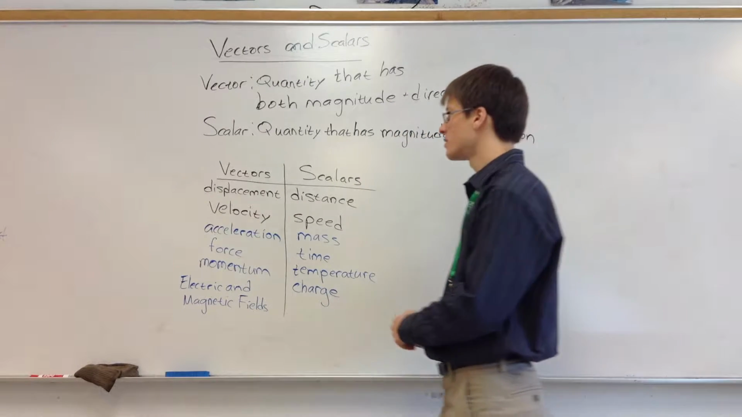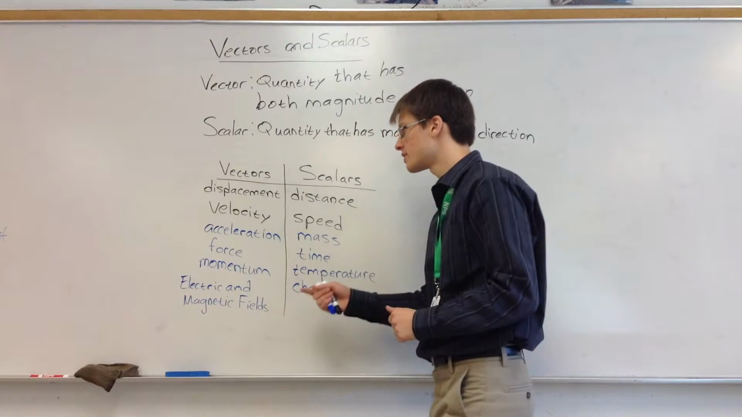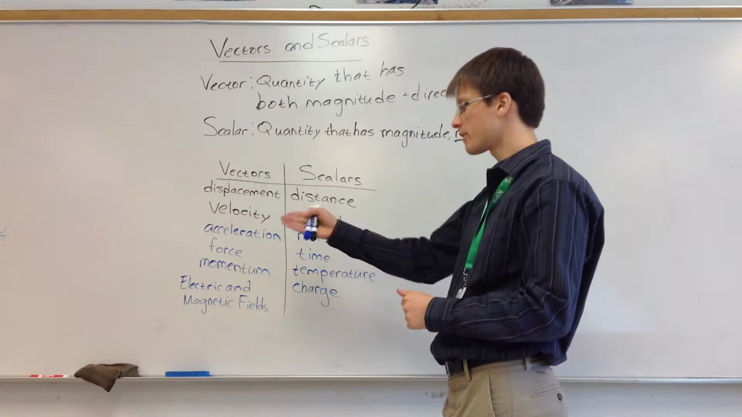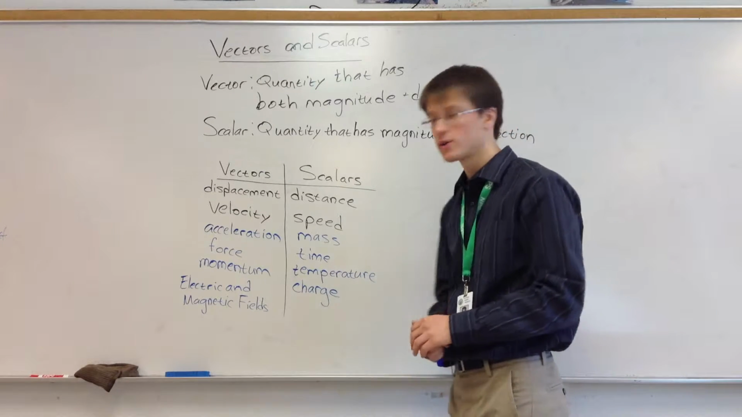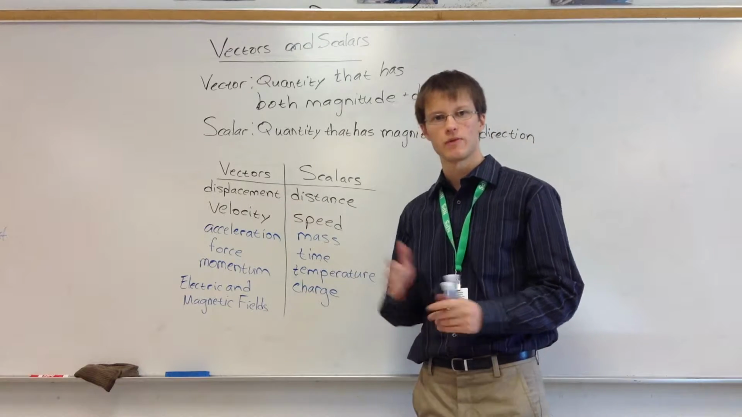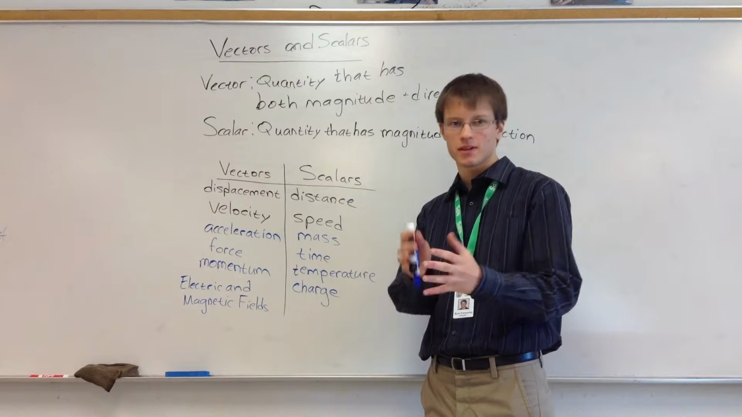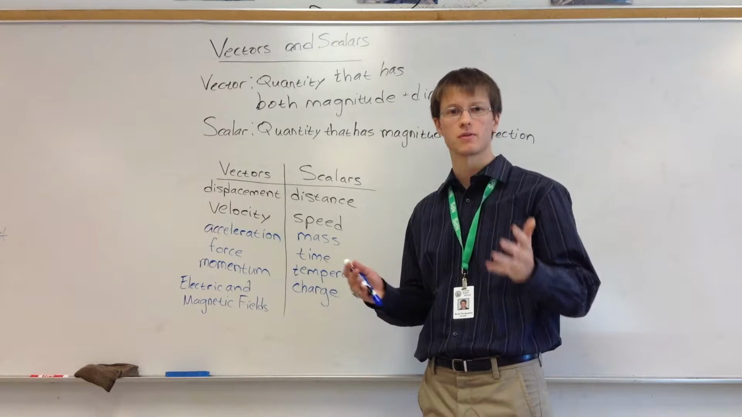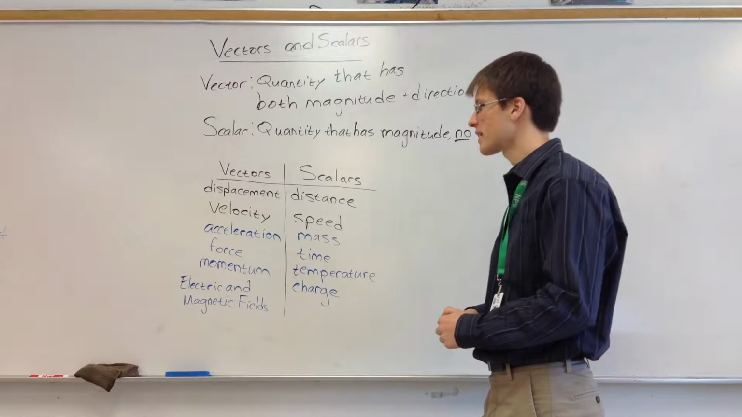Some of the most common vectors that we're going to see are listed here: displacement, velocity, acceleration, force, momentum, and the electric and magnetic fields. Scalars are distance, speed, mass, time, temperature, and charge. You can think about this because for velocity, it makes sense to be moving in a certain direction. But mass is just a mass. It doesn't have a direction component to it. So that's one way to try to remember the vectors and scalars.